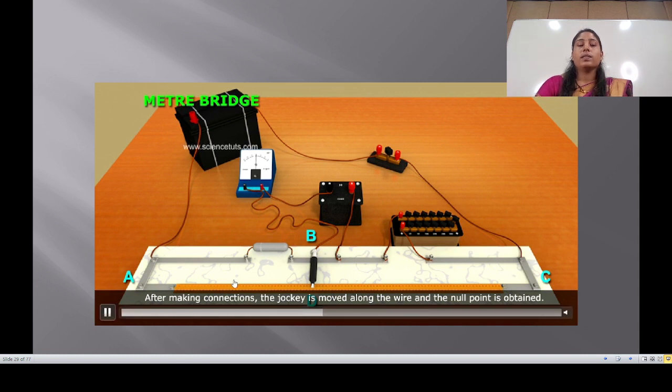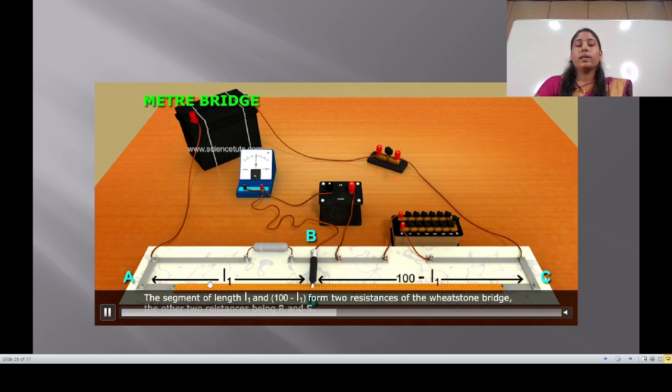When we touch the jockey on the wire, we get the null point. Suppose the length at the left is L1, and at the right gap it is 100 minus L1. The segments L1 and 100 minus L1 form two resistances of the Wheatstone bridge. The other two resistances are R and S. The wire is of uniform material and cross section, so the resistance can be found with the help of the following relation.